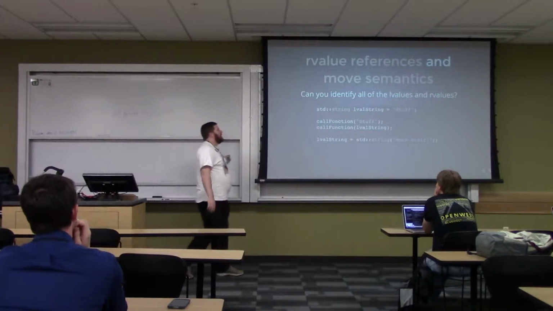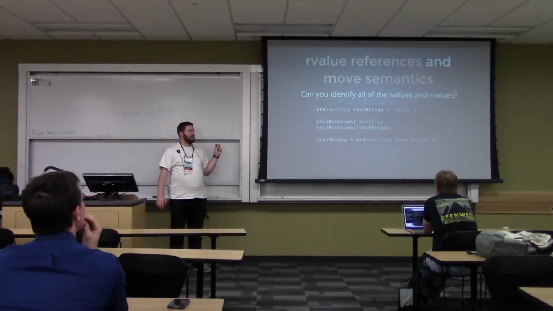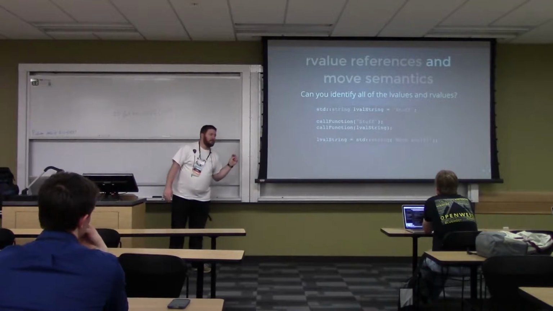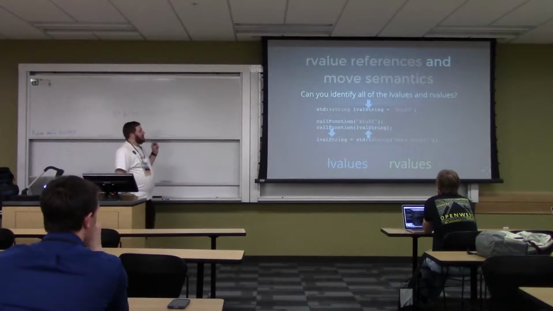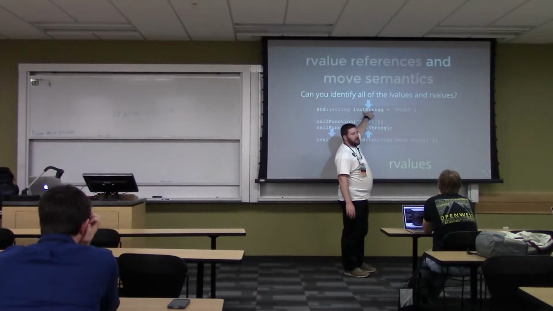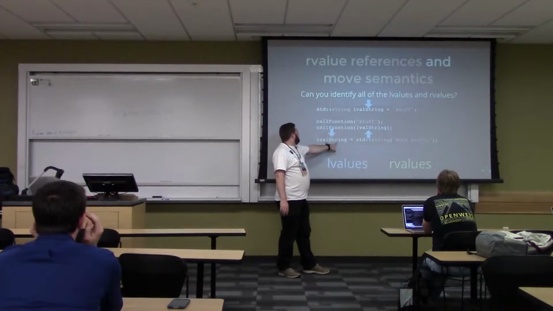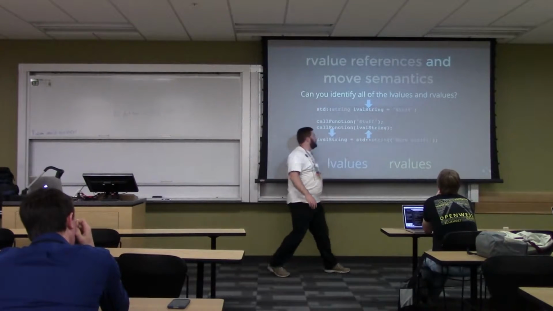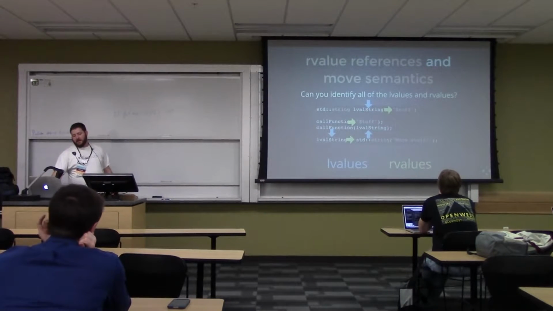So with that, how many L-values can we see in here? Okay, the blue arrows, these are L-values. This is an L-value, okay? It is not a temporary variable, it's something that's created on the stack, in the current scope. This is still an L-value, it's that L-value. And this is an L-value, okay? So by that definition, you can see everything else is an R-value.